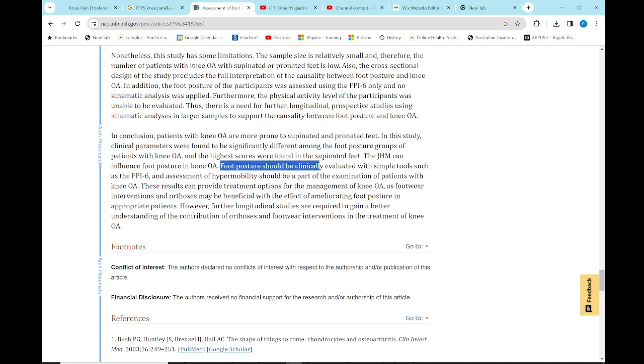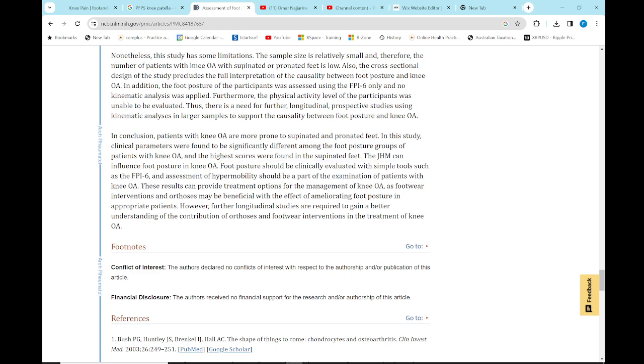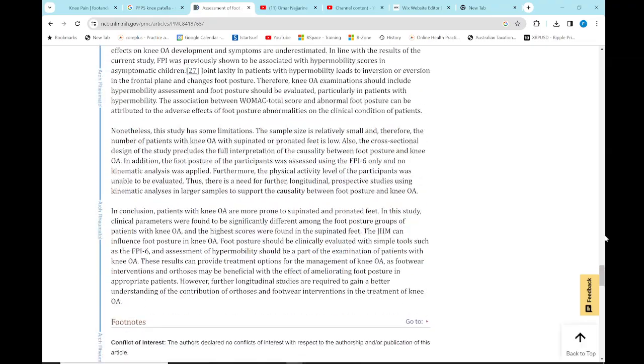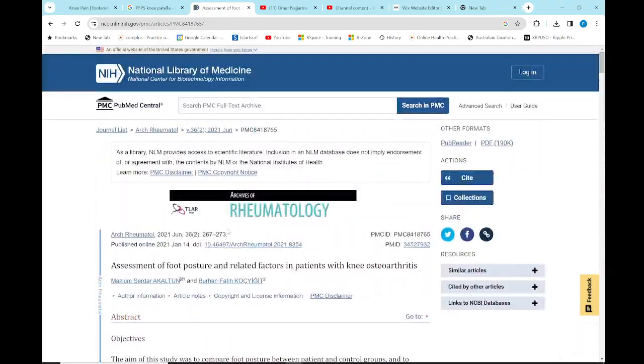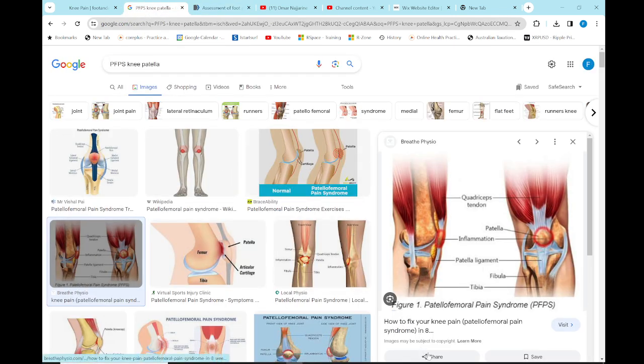So foot posture should be clinically evaluated with simple tools such as what we call the foot posture index, but that's just a method of assessment. These results can provide treatment options for the management of osteoarthritis, such as footwear interventions and orthoses, which are orthotics, which may be beneficial with the effect of realigning or fixing the foot posture in appropriate patients. So this is something very, very important, that yes, we can use orthotics to alleviate the pressures of the knee when it comes to knee osteoarthritis, and same with what we mentioned with patellofemoral pain syndrome.